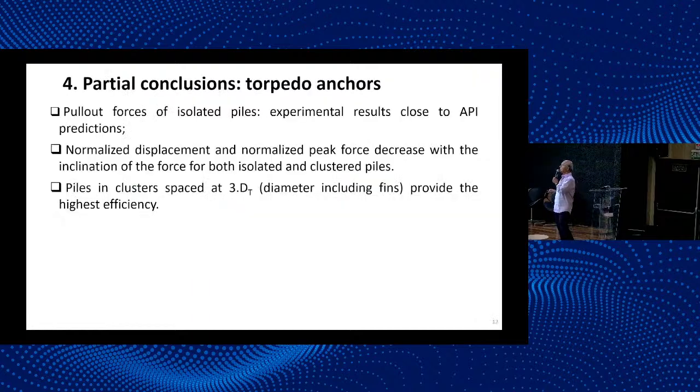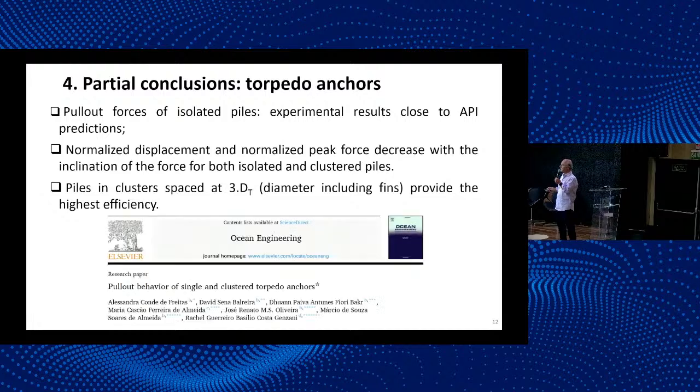So, partial conclusions, torpedo anchors. For the force of isolated piles, experimental results are close to API's. That's good news. For normalized displacement, peak force decreases with the inclination of the force for both isolated and clustered piles. In clusters, spacing of 3 times the overall diameter, including fins, provides the highest efficiency. And we have the good news that our paper has been accepted in Ocean Engineering.